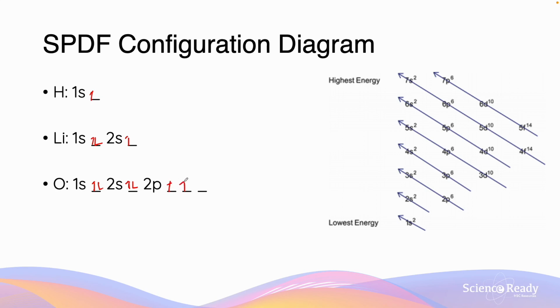1, 2, 3. Because each of the equal energy orbitals has been filled with one spin electron, we can then continue to fill up the rest of it. We have one electron left and that goes into the first one and it looks like this. This is what our electron diagrams are going to look like for the SPDF configurations.